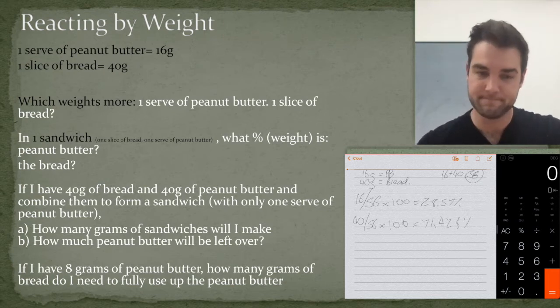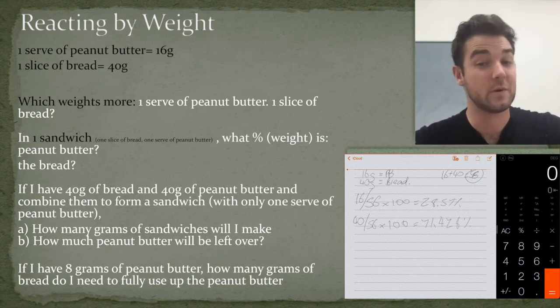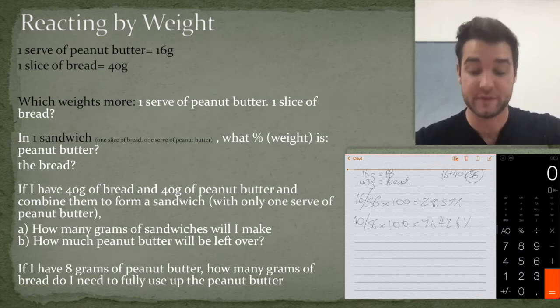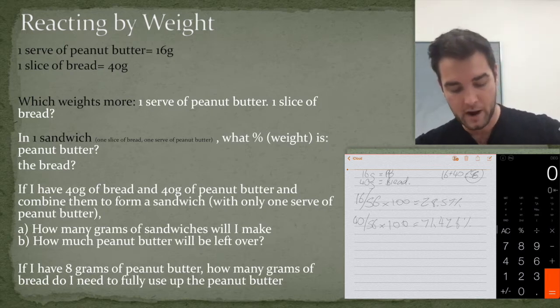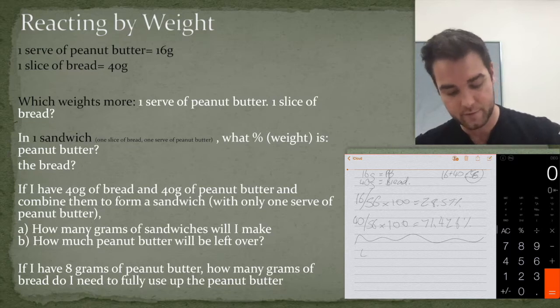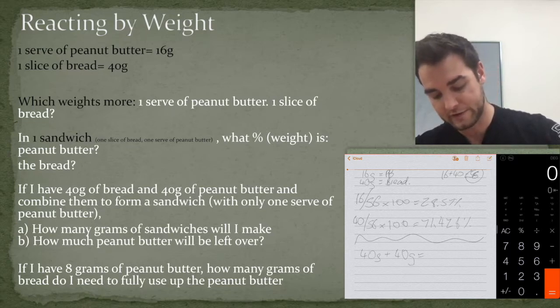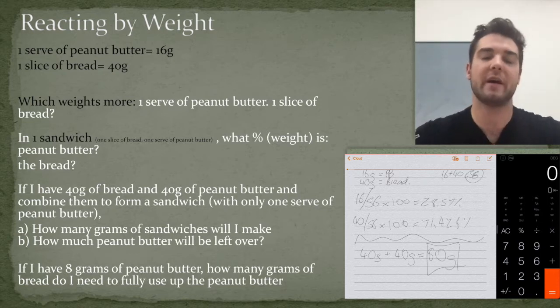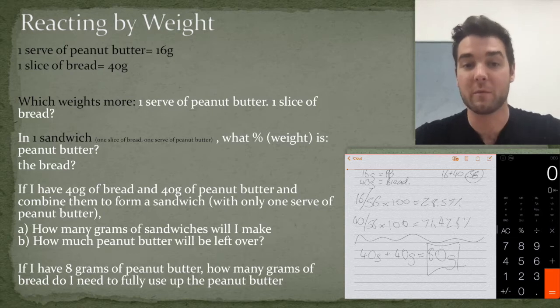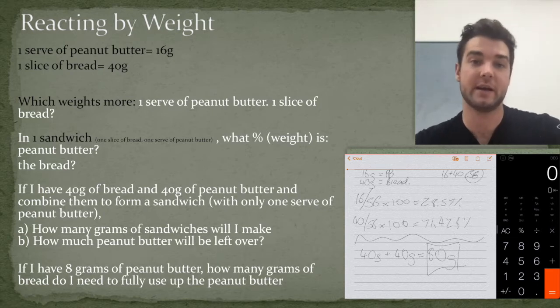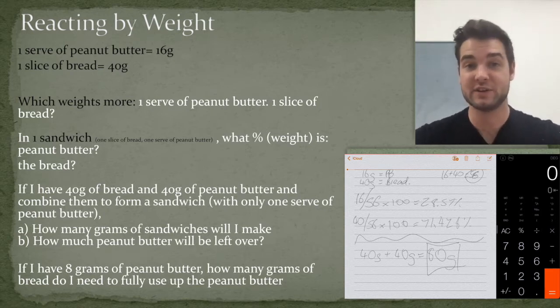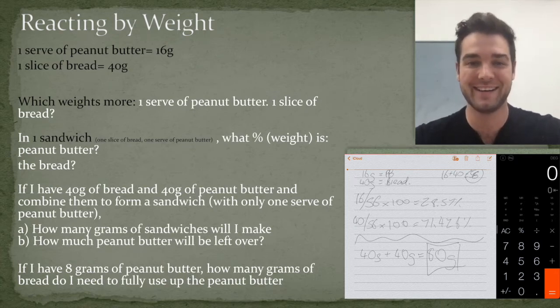Okay, if I have 40 grams of bread and 40 grams of peanut butter and I combine them to form a sandwich with only 1 serve of peanut butter, not 2, how many grams of sandwiches will I make? Well, you might think that because I've got 40 grams of bread and 40 grams of peanut butter, that's going to equal an 80-gram sandwich. But of course, we don't need to use all of our peanut butter. We've got more than we need. A chemical way of saying that is we are making a sandwich in excess peanut butter.